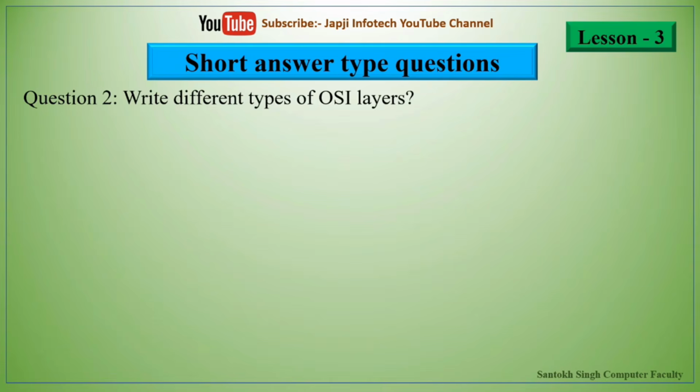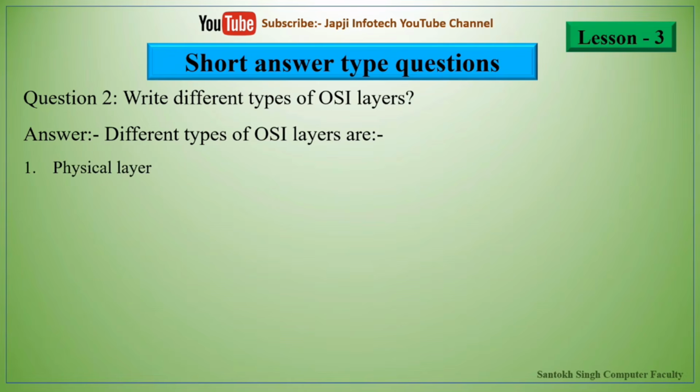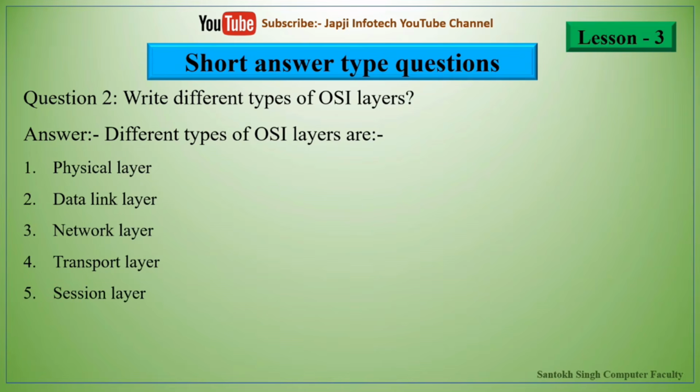So the second question is, write the different types of OSI layers. The different types of OSI layers are: the first one is the physical layer, data link layer, network layer, transport layer, session layer, presentation layer, and the last one is the application layer.